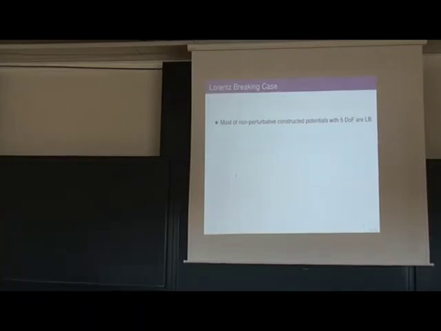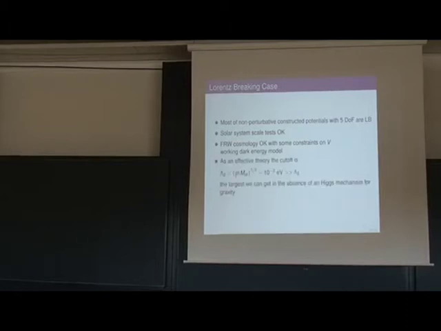Okay, what happens in the Lorentz breaking case? Again, in the model I showed there are 5 degrees of freedom, so our distance tests are okay. As we'll see in a moment, we can construct FLW cosmology with some mild constraint on V. Also, it's interesting that this time the cutoff is the best you can get without the Higgs method. I'm not really saying that this is a great result, but still it's much higher than before, it's lambda 2. But still, it's pretty low. But you can do something here.